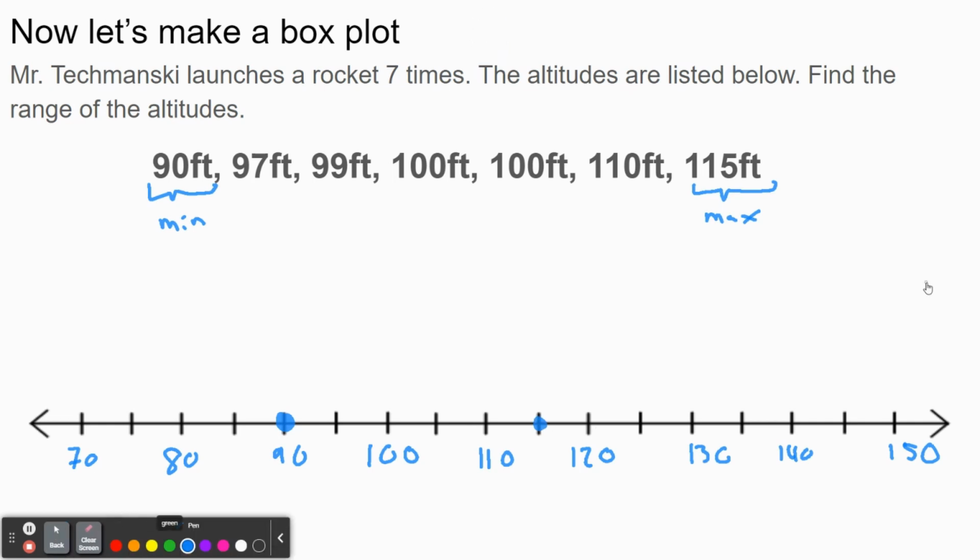Next thing that we want to do, you may remember from the previous video, again, watch that first if you haven't, is find the median. If you don't remember what the median is, it's the middle of the data set.